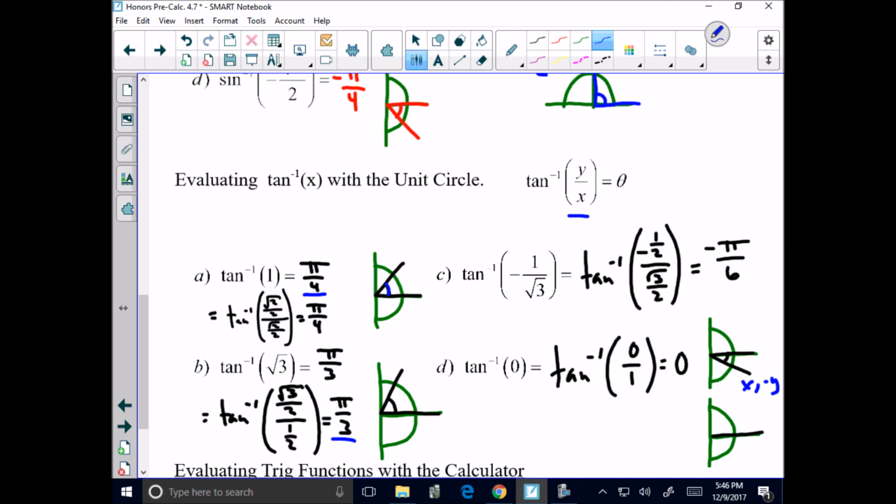So right here, inverse tan of negative 1/2 divided by square root of 3 over 2 is going to be a negative rotation of pi over 6. So negative pi over 6 would be the amount we would need to rotate down in order to get that y divided by x ratio. Inverse tan of 0 is basically saying, how much do I need to rotate to get 0 for my y and 1 for my x, and that would be 0 rotation right there, so that's how much we would rotate.